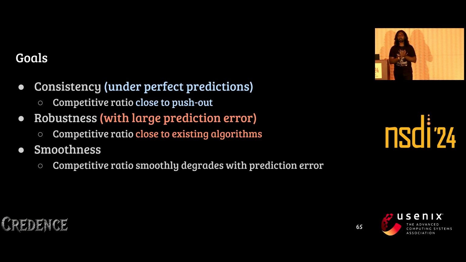So within this framework, our goals are consistency, that is to perform close to what a push-out algorithm could do if the predictions are perfect. We also want robustness, which is that even when the predictions are arbitrarily worse, we still want to perform as well as existing algorithms. Further, we want smoothness, that is, a tiny error in predictions shouldn't lead to a drastic change in performance.